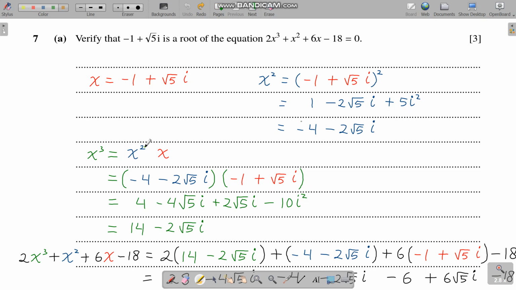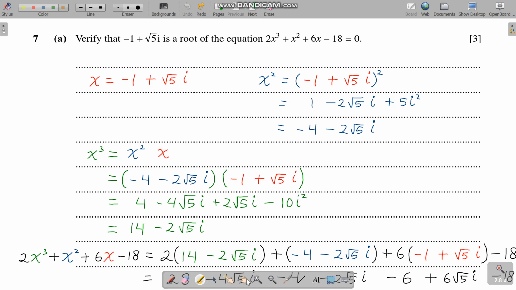So for x cubed, you can use x squared times x. The x squared is this, the x is this, so we multiply, and then we open up the brackets: -4 times -1, and -4 times root 5i, minus root 5i, multiply 2 root 5i, multiply minus 2 times 5, which is 10, minus 10i squared. Again, i squared is -1, so minus 1 we get plus, so plus 10 plus 4 we get 14.